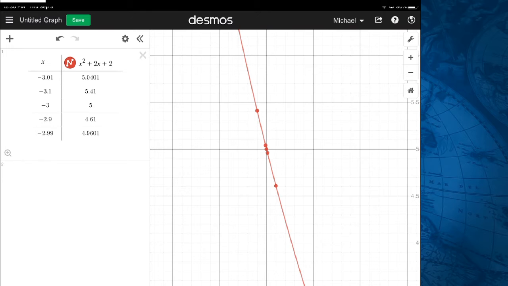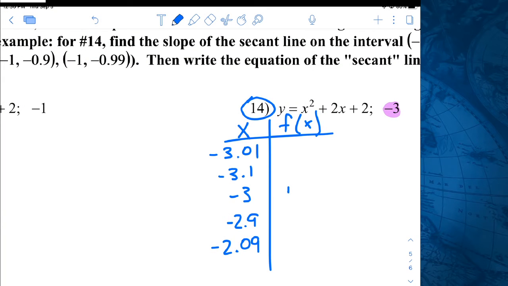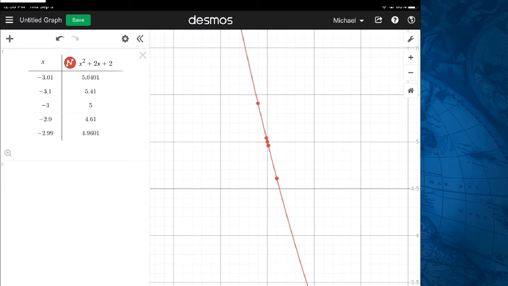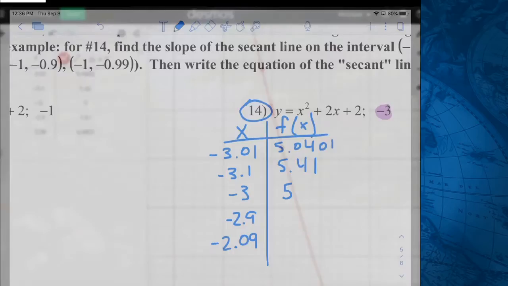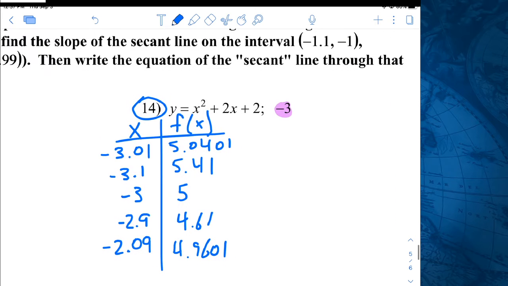So we're going to take, let's see, 5, and then it's 0.0401. So we've got 5 here, 0.0401, and this was 0.41 without the zeros. That's kind of handy. And then what else? 4.61, 4.9601. All right, now that I have those values, now I have 5 points on the parabola.